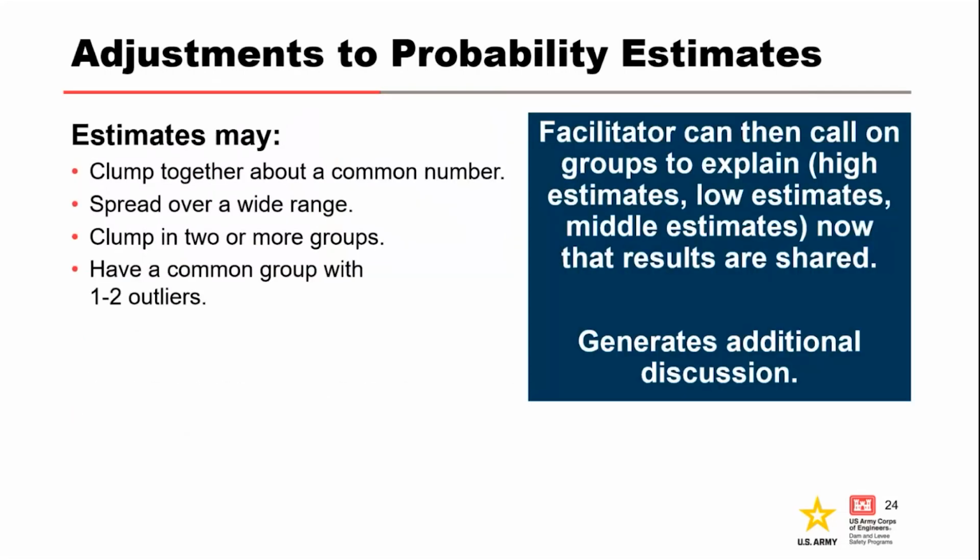Now, as estimates come out, there's a few things that can happen. The facilitator is going to start trying to get the team moving towards a consensus. You might have a situation where everybody is clumped together around a common number. There might be a couple of groups of people, and there's potential that you have a couple of outliers.